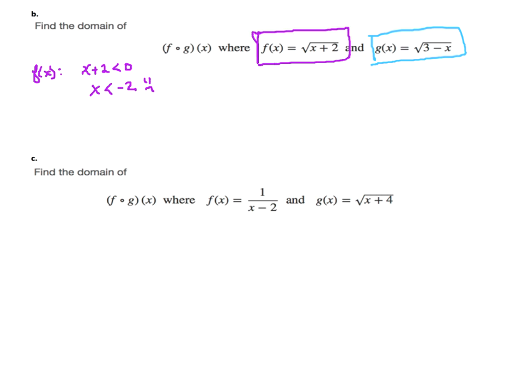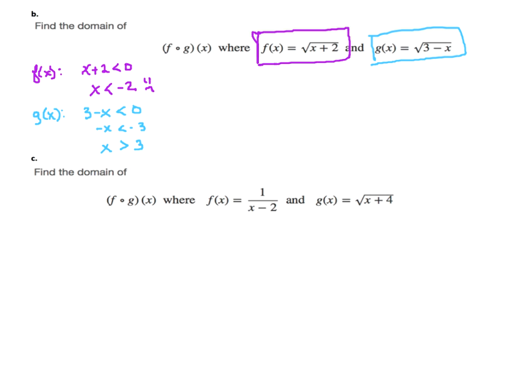And then with g of x, and this is our plug-in, we have 3 minus x. We don't want that being less than 0. Subtract 3 and you get negative x less than negative 3. Divide both sides by a negative. When you've got an inequality and you divide or multiply through by a negative, you've got to flip the sign. So this is x greater than 3.